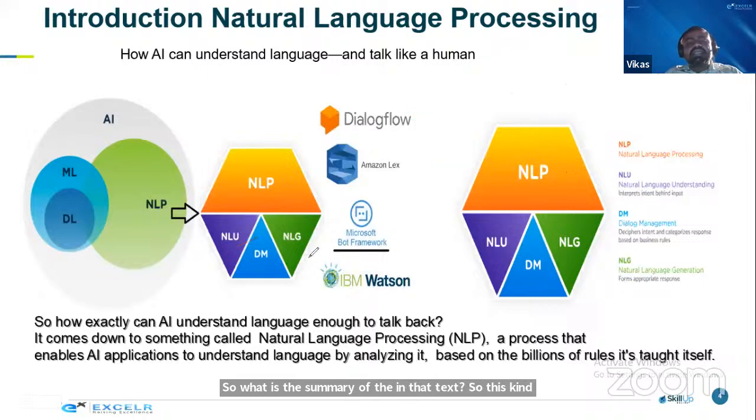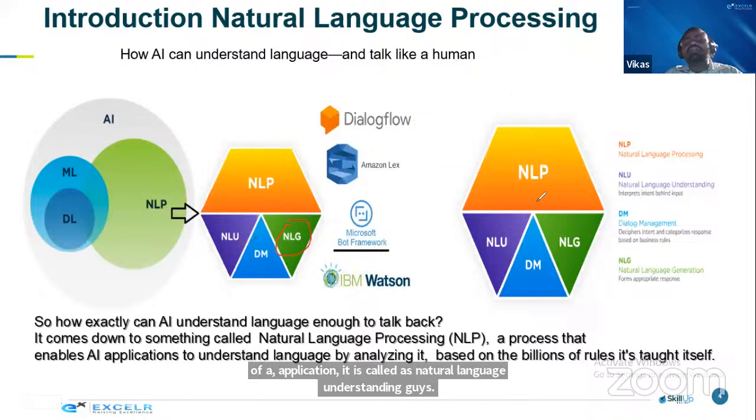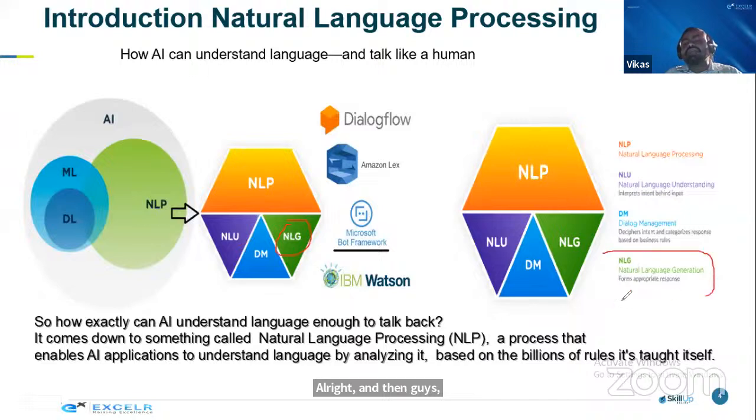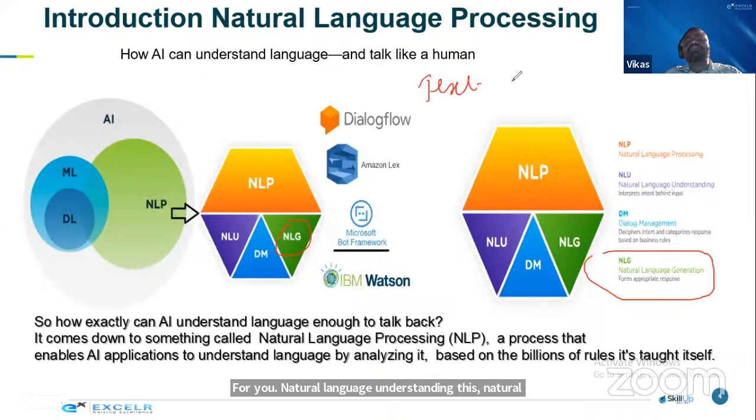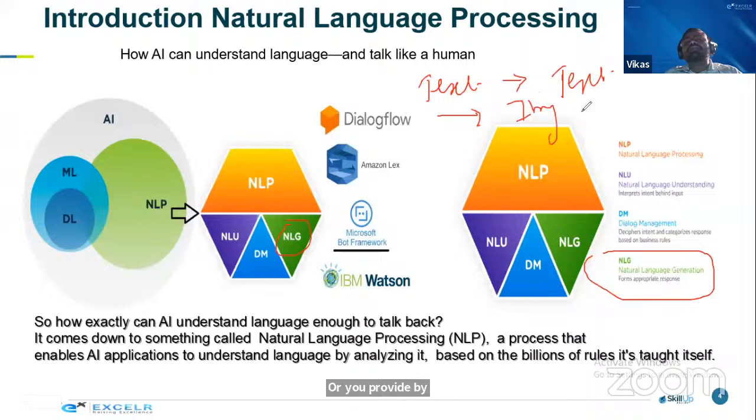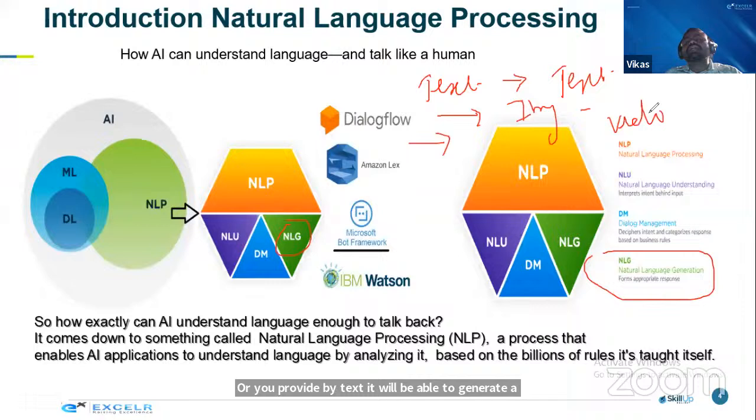All right. And then, guys, natural language generation. Let's try to understand. This is a very, very important field. Natural language generation means you provide one text, and it will be able to generate a text for you. Or you provide one text, and it will be able to generate an image from that. Or you provide a text, and it will be able to generate a video. That kind of thing is called natural language generation, guys.